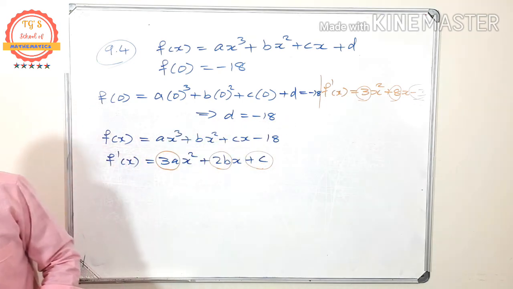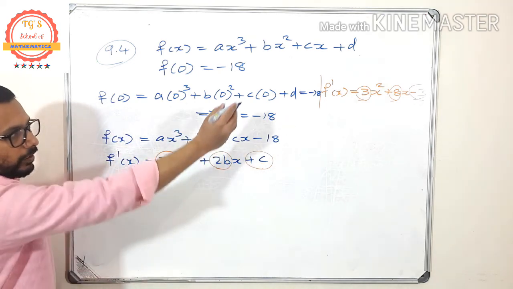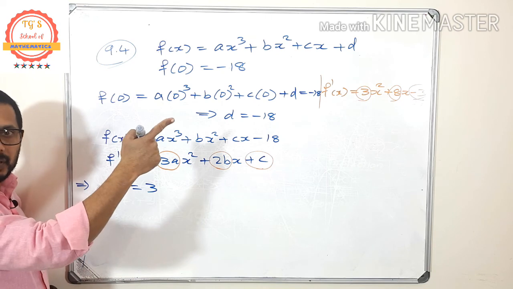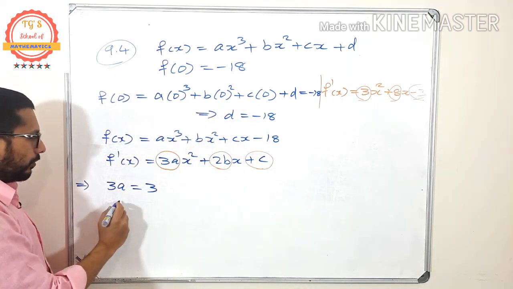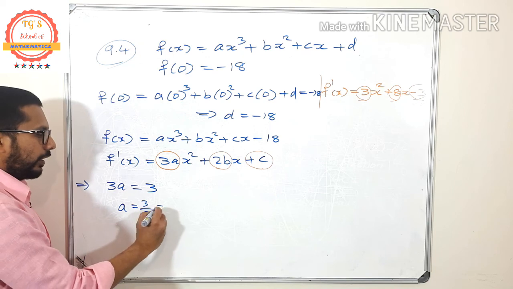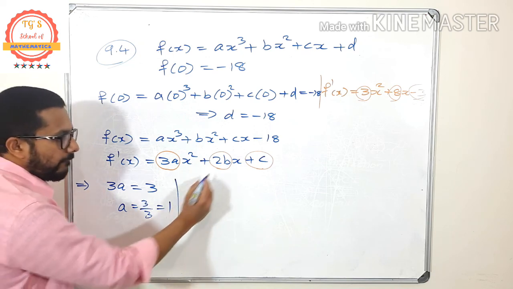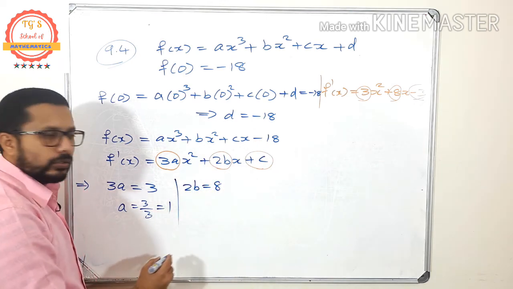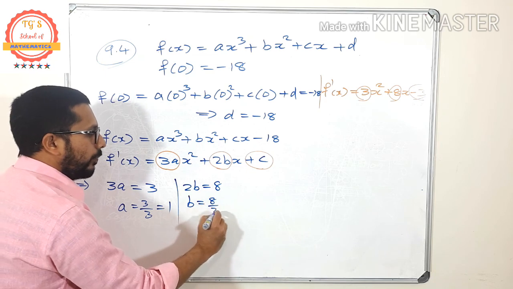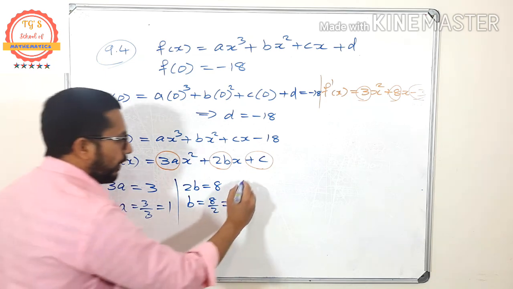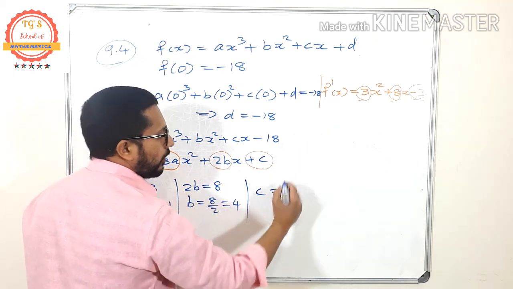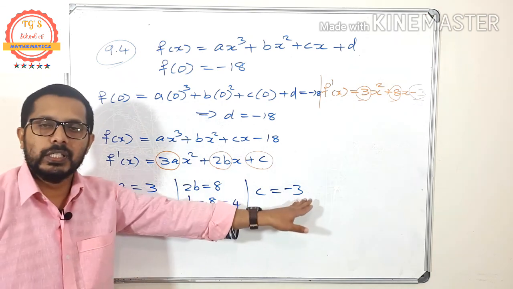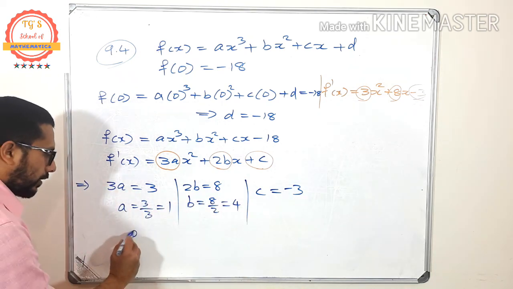Okay. So now we can write what 3a is. It implies that 3a is equal to 3. So what is a? 3 divided by 3, that is 1. Okay. Then 2b is equal to 8. So from there, what is b? 8 divided by 2, it is 4. Okay. Then c is minus 3. So it means that the value of a is 1, the value of b is 4, and the value of c is minus 3. So what is our f of x?